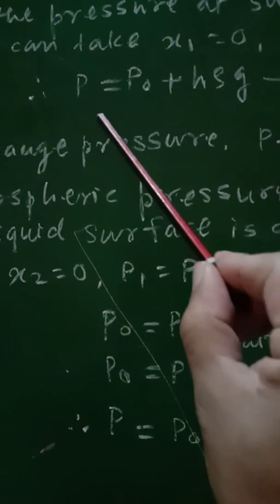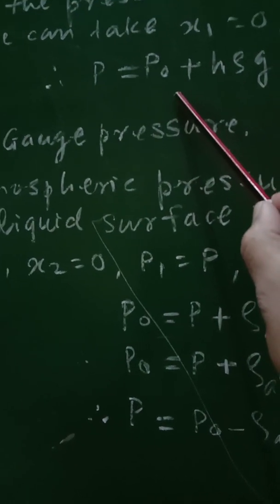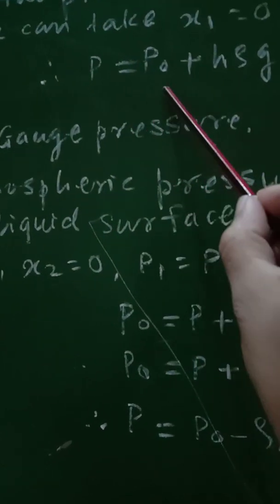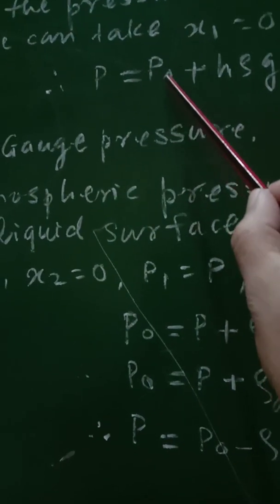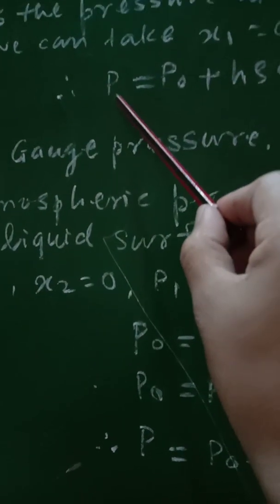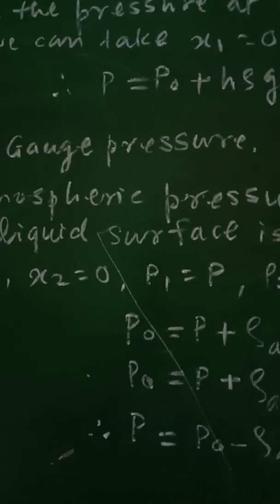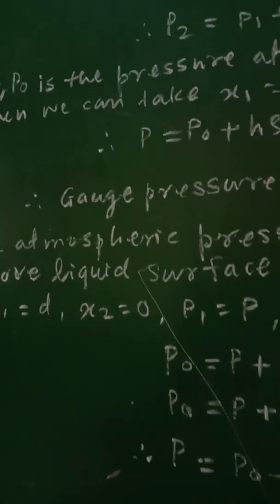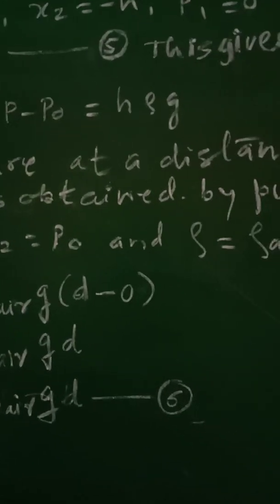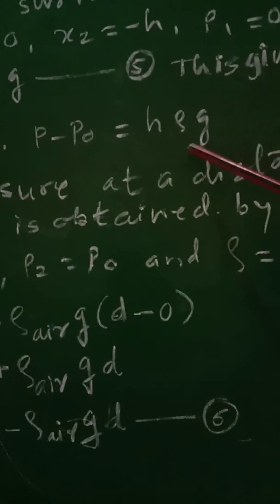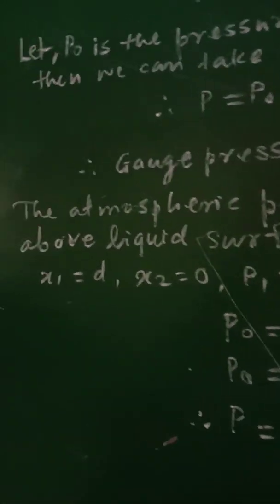So from this relation, P represents absolute pressure and P0 will be atmospheric pressure. And therefore, the difference between the absolute pressure and the atmospheric pressure, that is P minus P0, gives the gauge pressure, and therefore gauge pressure will be written as P minus P0, which will be equal to h rho g. So P minus P0 will be equal to h rho g, that is the gauge pressure.